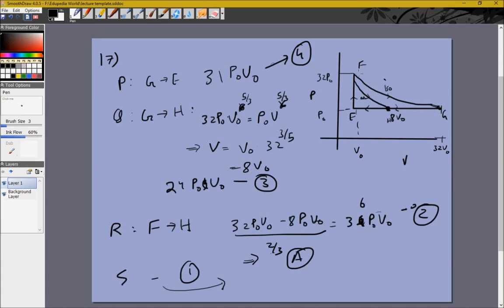Work done in F to G. That is nRT ln V2 by V1 or PV ln V2 by V1. So 32 P naught V naught ln V2 by V1, 32. So 32 is 2 to the power 5. So 160 P0 V0 ln 2. So indeed the fourth one does give what we would expect, and the answer to this is option A.